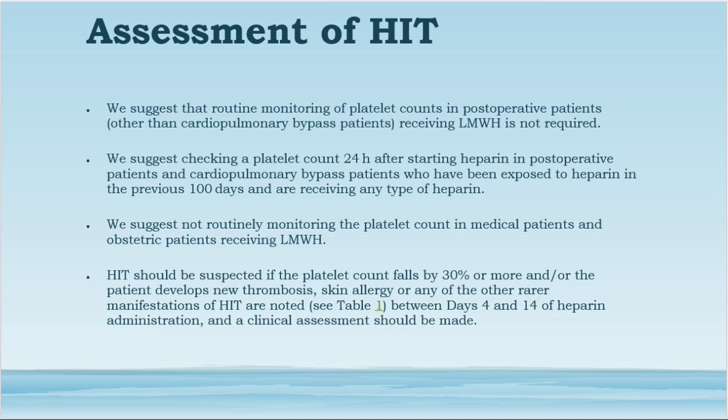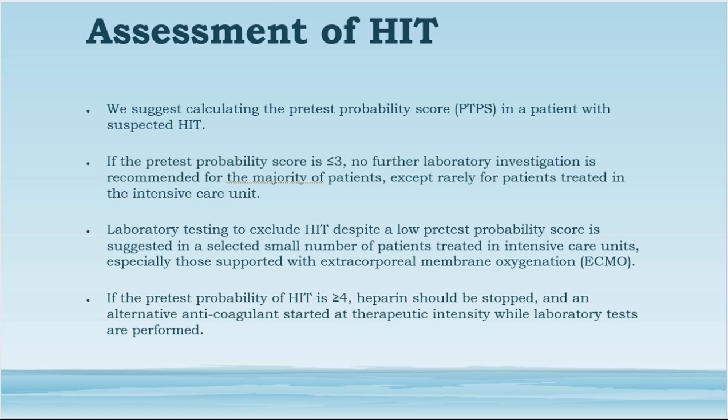HIT should be suspected if the platelet count falls by 30% or more and/or the patient develops new thrombosis, skin allergy, or any of the other rarer manifestations of HIT are noted between days 4 and 14 of heparin administration, and a clinical assessment should be made. We suggest calculating the pretest probability score in a patient with suspected HIT.